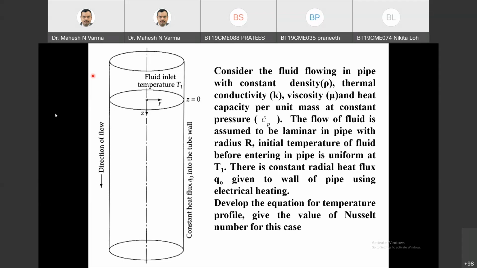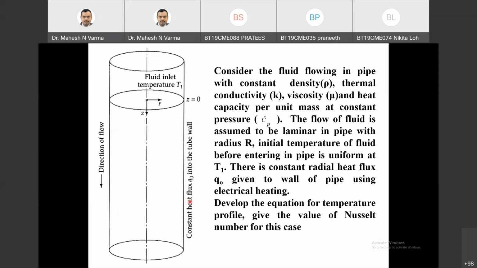Yes, sir. Since heat flux is given across the radius, we can assume that the maximum temperature will be at the edges. Okay, the border. Very good. Maximum temperature will be at the wall, and the minimum will be at the center. It is symmetric actually. The wall is heated, so we can assume it will be parabolic. The temperature profile will be parabolic.